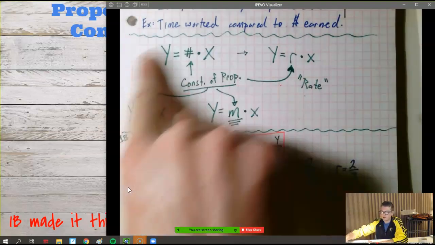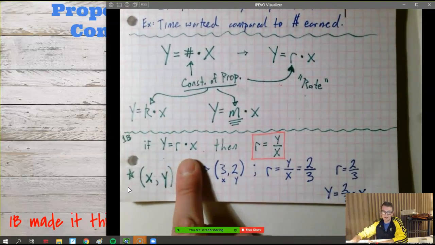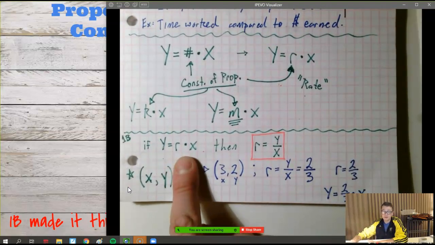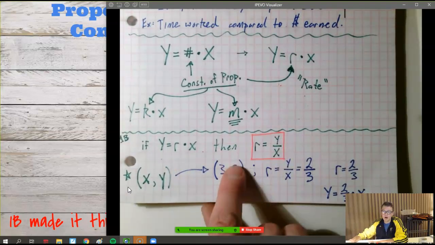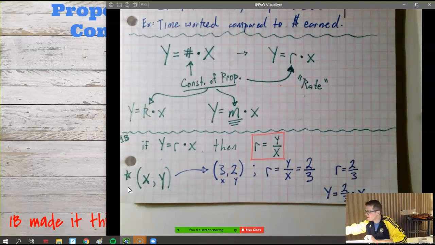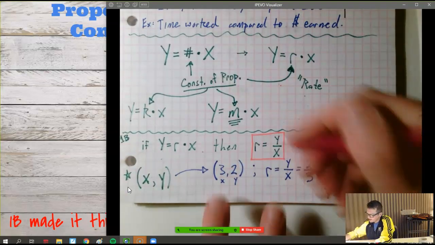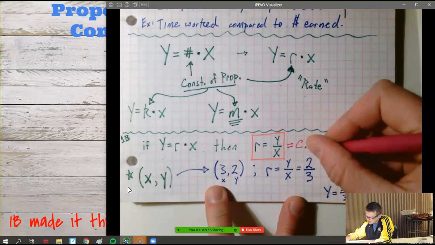Then guys, if you just wrote all this green stuff, you don't really have to write y equals r times x again. You can if you want. But what that tells us, please put down what's in the pink box. Our rate, our constant of proportionality, right? We can say this is also our constant of proportionality.